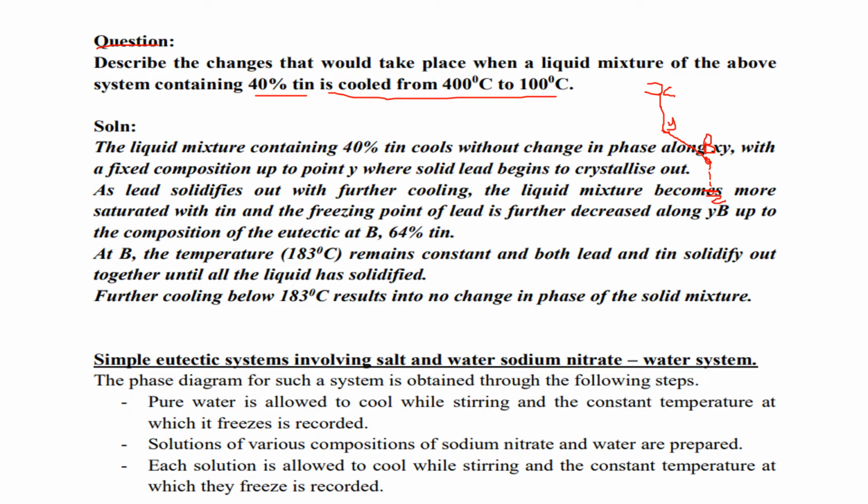So you start explaining that pathway one by one. From X to Y, this liquid mixture is going to cool without changing phase, like I've already explained earlier on. The liquid mixture containing 40% tin is going to cool down without changing phase along XY, with a fixed composition. There is not going to be any change in phase and state up to point Y.